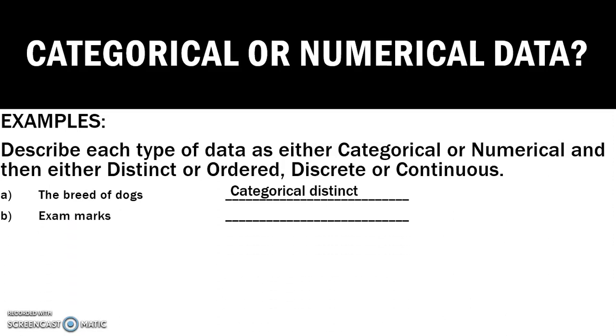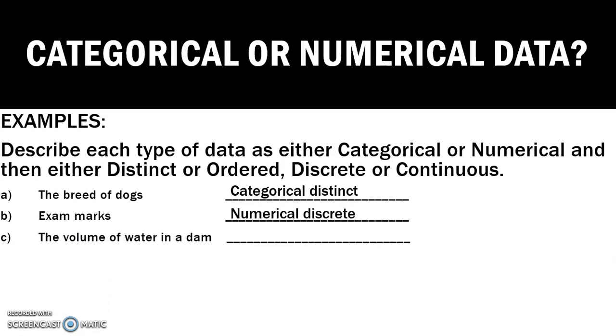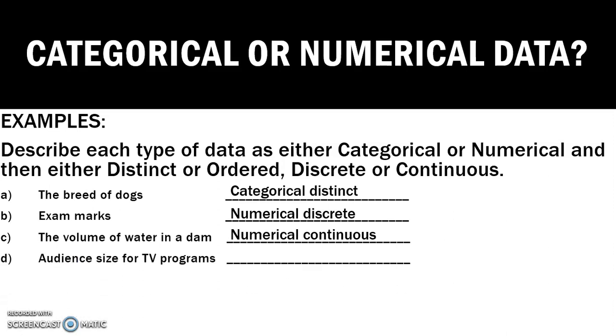For B, exam marks. So exam marks are numerical. We get numbers for exam marks, and they are discrete. They aren't continuous. C, the volume of water in a dam. So the volume of water is a number, so it's numerical, and it's continuous because we have units attached to it. For D, the audience size for TV programs.